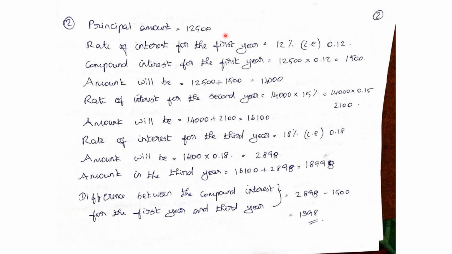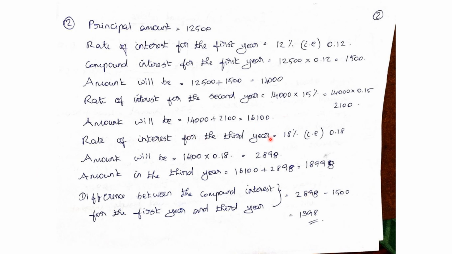Principal amount 12,500. Rate of interest for the first year 12%, it's nothing but 0.12. Compound interest for the first year: 12,500 into 0.12, 1,500. This is the compound interest. Amount will be 12,500 plus this 1,500, so 14,000. Rate of interest for the second year 15%. So we need to take this 14,000 amount as a principal. 14,000 into 15%, we'll get 2,100. So amount will be 14,000 plus 2,100, so we'll get 16,100.